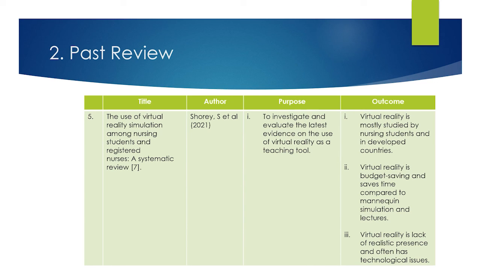Paper number 5, titled The Use of Virtual Reality Simulation Among Nursing Students and Registered Nurses, a systematic review. The purpose, number 1, to investigate and evaluate the latest evidence on the use of virtual reality as a teaching tool. There are 3 outcomes. Number 1, virtual reality is more studied by nursing students and in developed countries. Number 2, virtual reality is budget saving and saves time compared to the mannequin simulation and lectures. Number 3, virtual reality lacks realistic presence and often has technological issues.